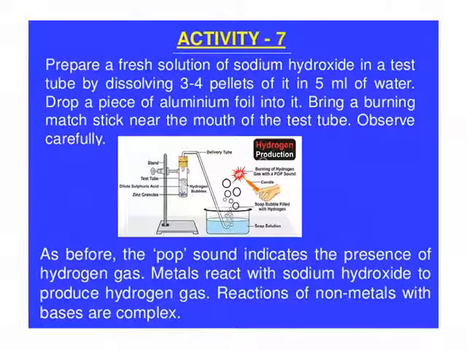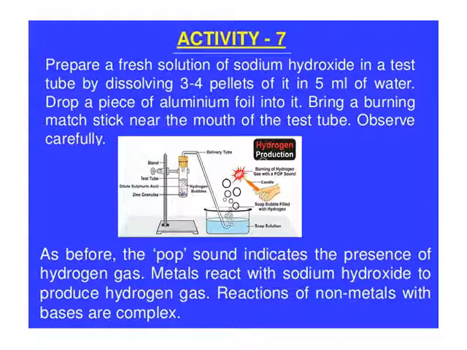This activity specifies the reaction between a metal and a non-metal. So, what will happen if a metal reacts with a non-metal? Generally, it's a GK question also. We can blindly say that when a metal reacts, hydrogen gas is evolved, as we have seen the evolution of hydrogen gas in the previous experiments. So, here also hydrogen gas is evolved.